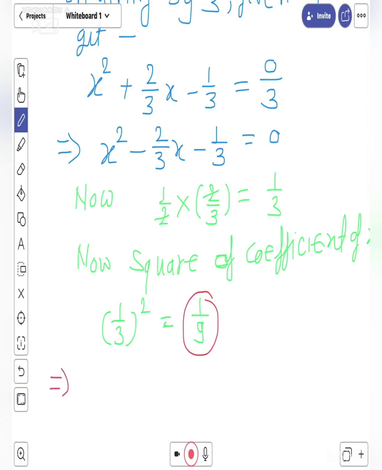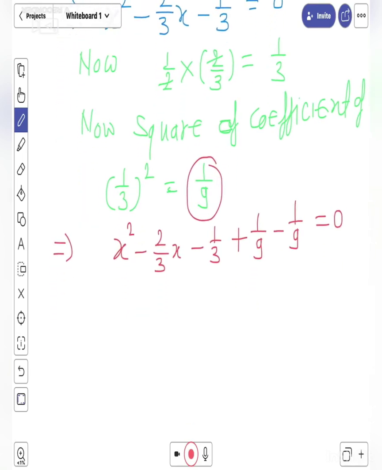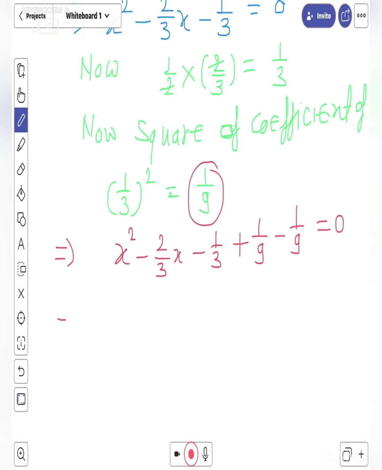Yes, of course, you will get here x square minus 2 by 3x minus 1 by 3, this is same to same, and adding 1 by 9 and subtracting 1 by 9 equal to, you will write same to same, this is because the right hand side is 0. So you added it and subtracted it.